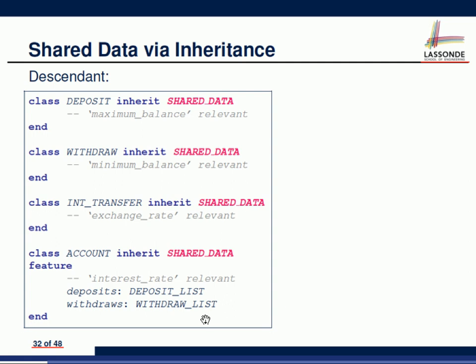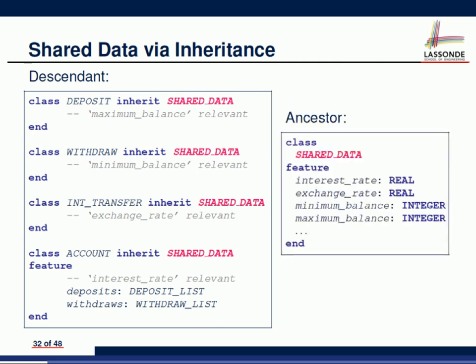That's the descendant side. Let's see what ShareData looks like. Basically, ShareData is more like a union of everything that should be made available. You can see for ShareData, we have interest rate, exchange rate, minimum balance, and maximum balance. That's the first design.